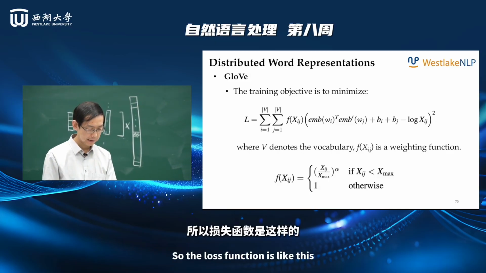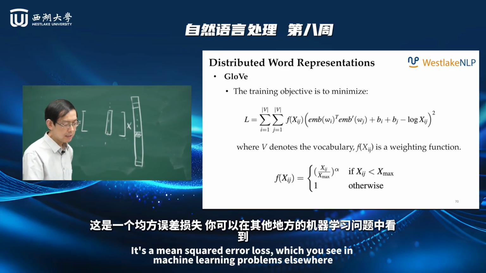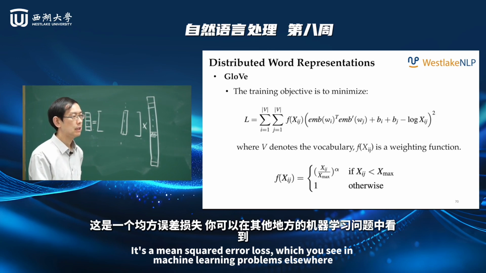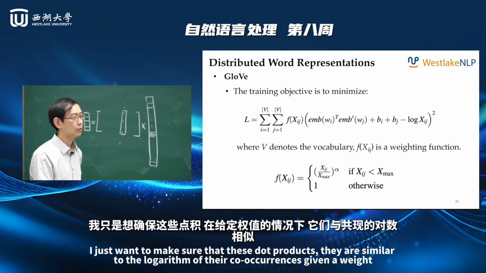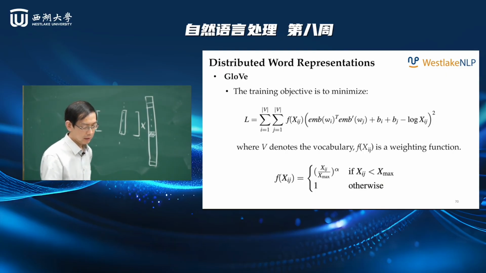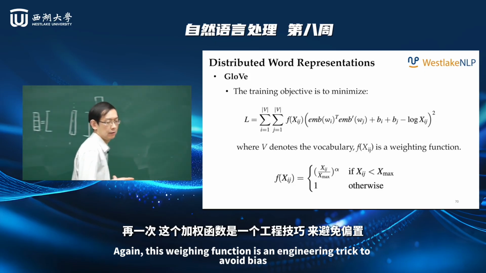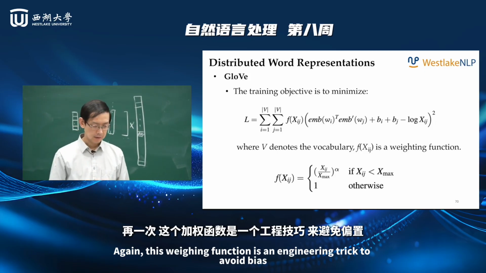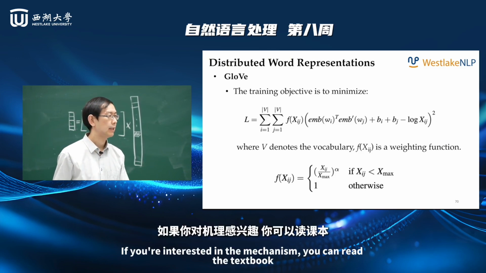So the loss function is like this. It's a mean squared error loss, which you see in machine learning problems elsewhere, okay? I just want to make sure that these dot products are similar to the logarithm of their co-occurrences, given a weight. Again, this weighting function is an engineering trick, to avoid bias. If you're interested in the mechanism, you can read the textbook.